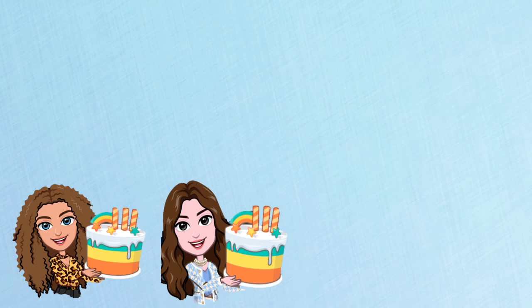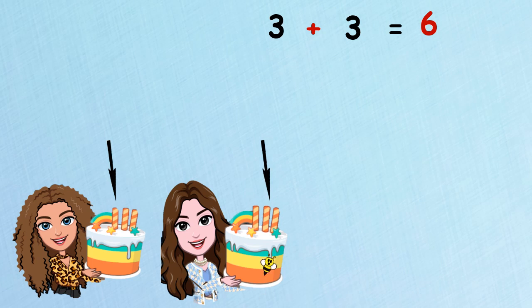Here I have a birthday cake. How many candles do you see on my cake? And my friend Miss Alicia, she also has a birthday cake. Look at the candles on her cake. So I have 3 candles on my cake and Miss Alicia has 3 candles on her cake. And if we count them up, we will get 6. So we have 3 added 3 equals 6.